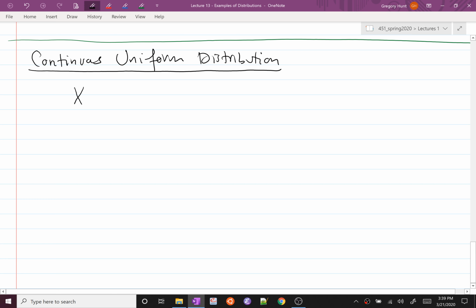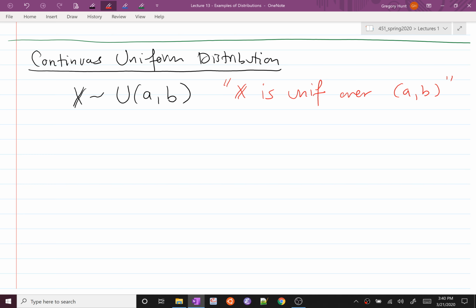And so our notation here is I'm going to say X, a random variable, distributed U, and I'm going to say it's over some arbitrary interval a, b. So this denotes that X is uniform over some interval a, b. And you can include the endpoints or not. We don't really care for continuous because the probability of being at the endpoint is 0.